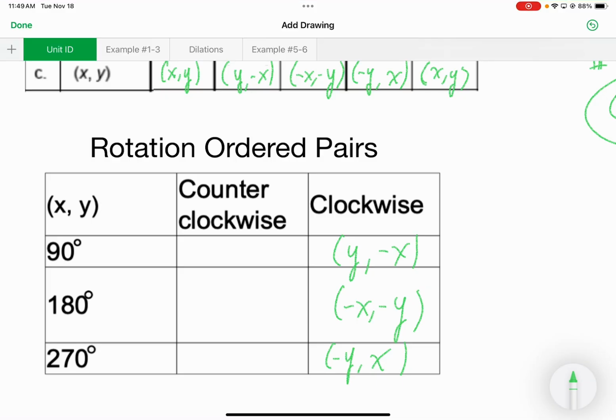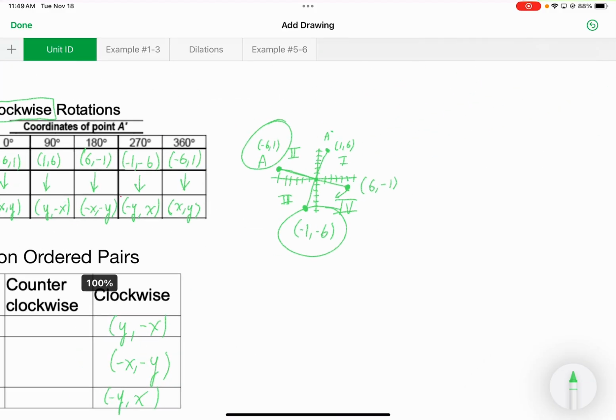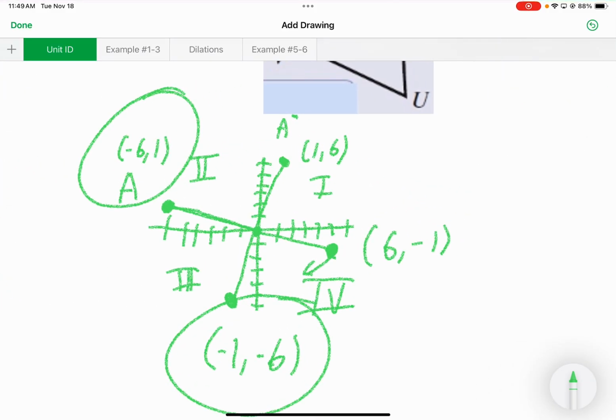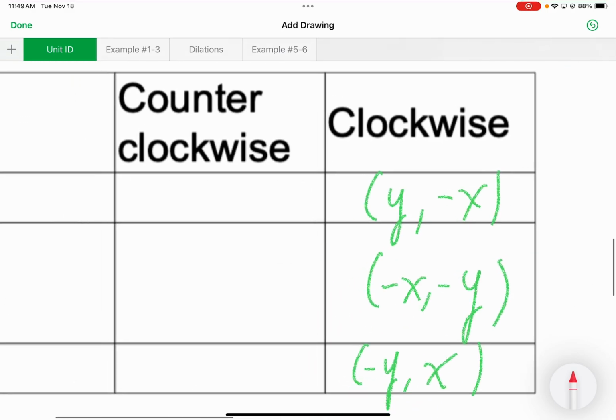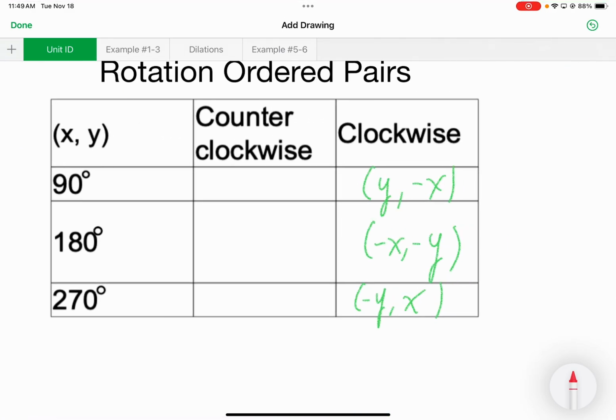So if I rotate something 180 degrees clockwise, will that change if I rotate it 180 degrees counterclockwise? Like if I look back at my little makeshift graph here, the 180 degree clockwise rotation we said was here. What would 180 degree counterclockwise rotation look like? It's the same thing. So because of that, the rule ends up being the same. So the rule for counterclockwise 180 degrees is negative x, negative y.